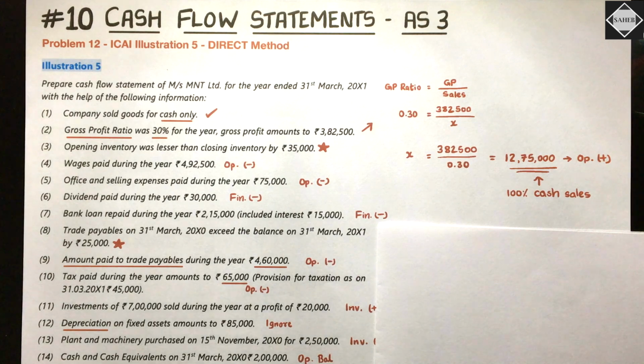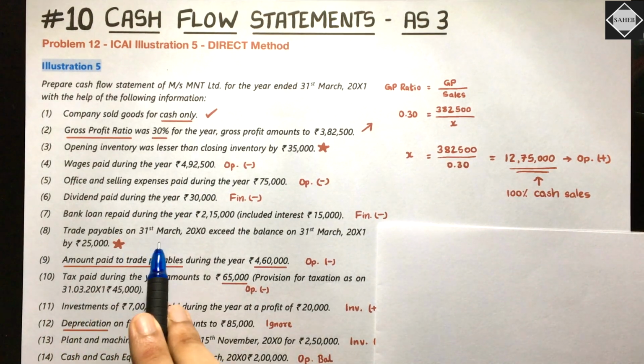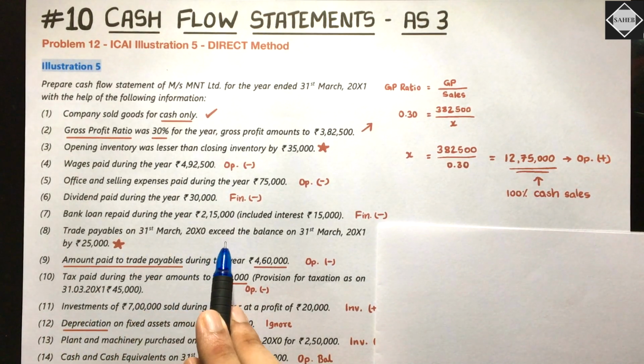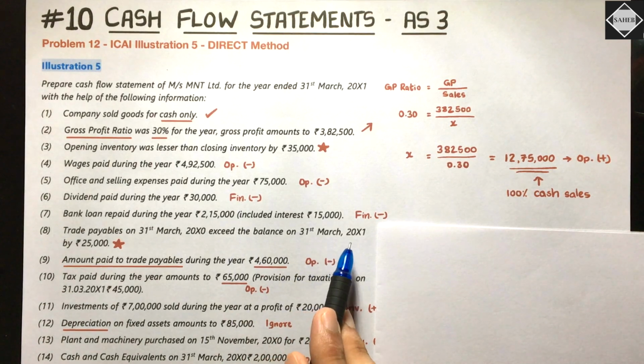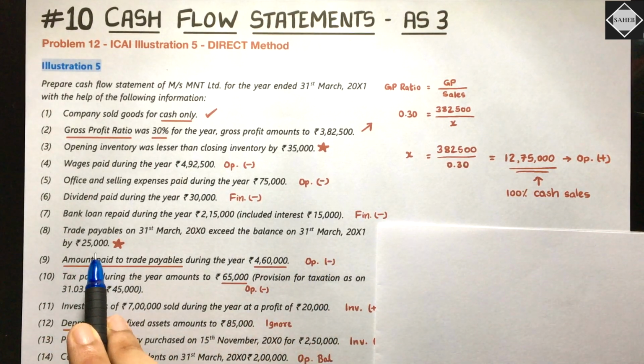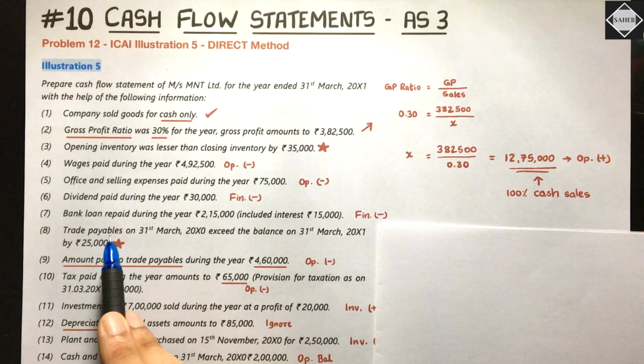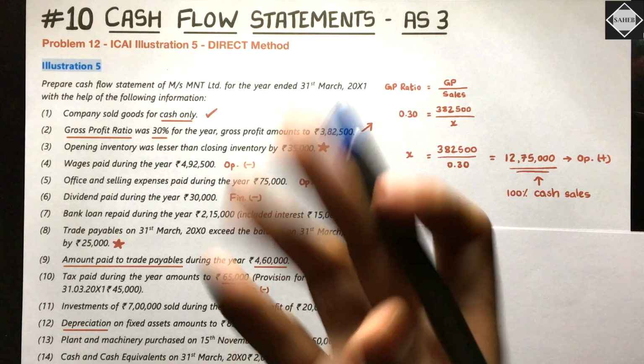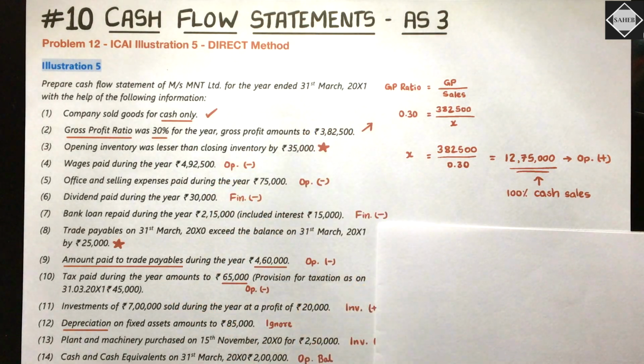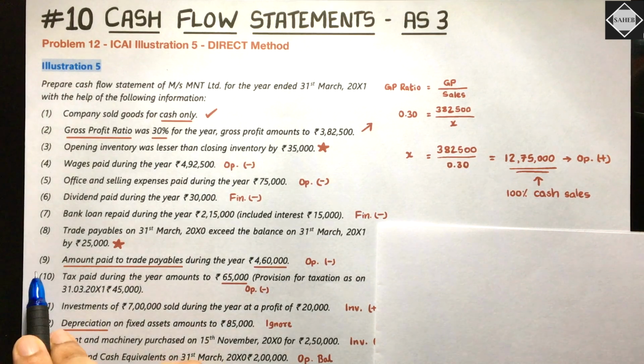Fine. Next, 8th point. Trade payables on 31st March 2020 exceed the balance on 31st March 2021 by 25,000. Why have they given that? Why do we need trade payables? Who are trade payables? Trade payables are the people whom we have to pay. They are our creditors. Payables, isn't it? So they are related with credit purchases. Fine. So there is an adjustment regarding that. So we'll see that later. Right now we'll just star mark it. Is it clear?